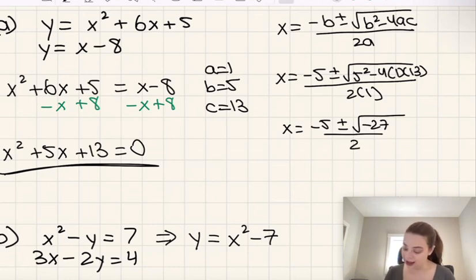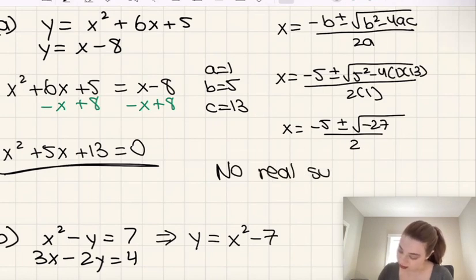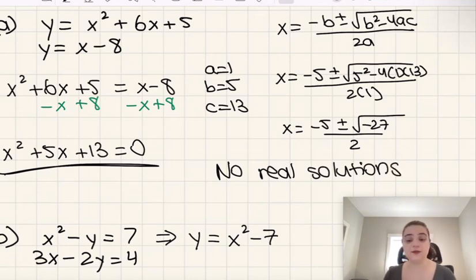And so therefore we have no real solutions, right? The second that we have a negative sign in our square root, that means we have no real solutions. Now we could go a bit further with this if we want to give the imaginary solutions, right? We could say it's negative 5 plus or minus 3 root 3 i over 2. That also works as well. Okay, let's do the second one here.